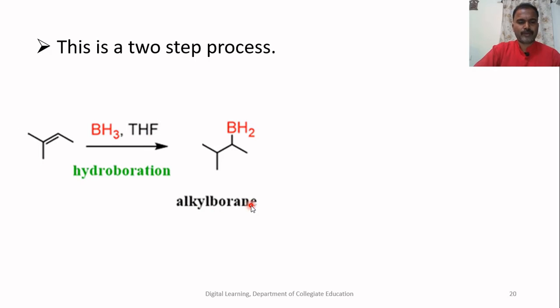Actually, this borane exists naturally as a diborane. It is a toxic, flammable and explosive gas. So, borane is industrially available in ether and THF as borane THF complex.